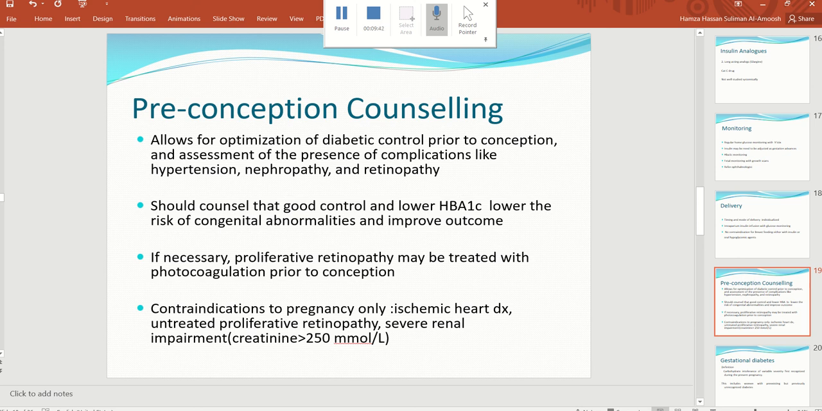These conditions are ischemic heart disease, untreated proliferative retinopathy, and severe renal impairment with creatinine more than 250 millimole per liter.